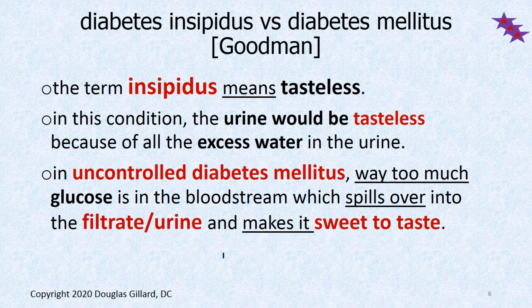The term insipidus means tasteless, as opposed to diabetes mellitus. So if you actually tasted the urine, heaven forbid, which I think they had to do back in the old days, or at least smell it, it would be tasteless. It would taste like water because of the hypotonic solution. It wouldn't taste salty like it would with uncontrolled diabetes.